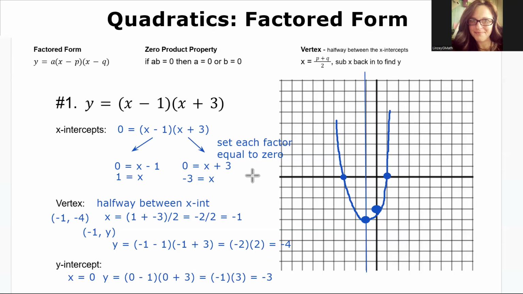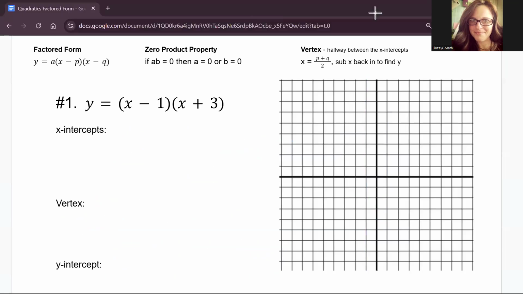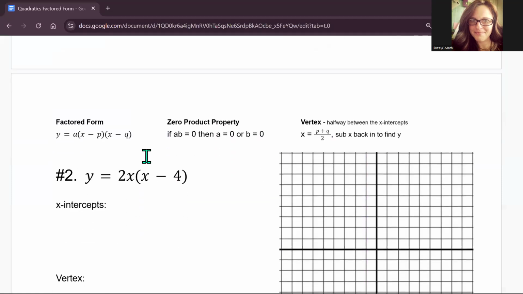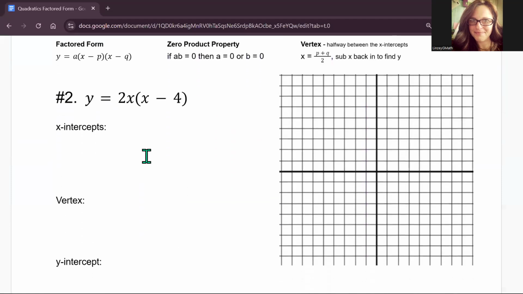Next, we'll do one last example. Number 2, our last example. Here is our quadratic in factored form. And to find the x-intercepts, we'll substitute 0 in for y.